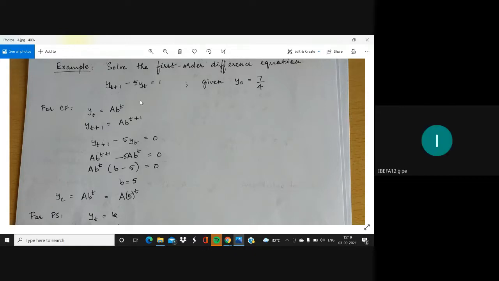Ma'am, I think the previous one had a plus sign, right? Yeah, that's why we are doing -5, right? Okay. Ma'am, I think the answer might be 19 by 12 multiplied by 5 to the power t plus 1 by 6.